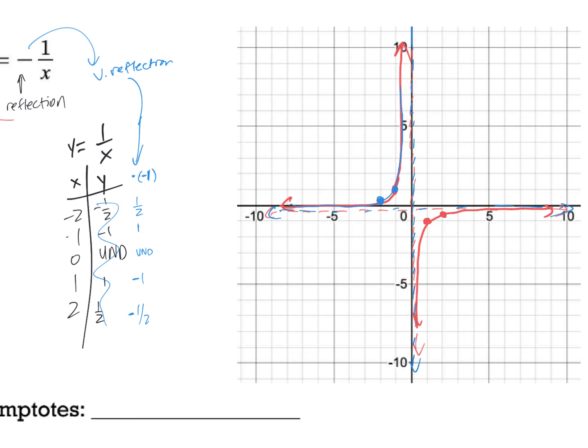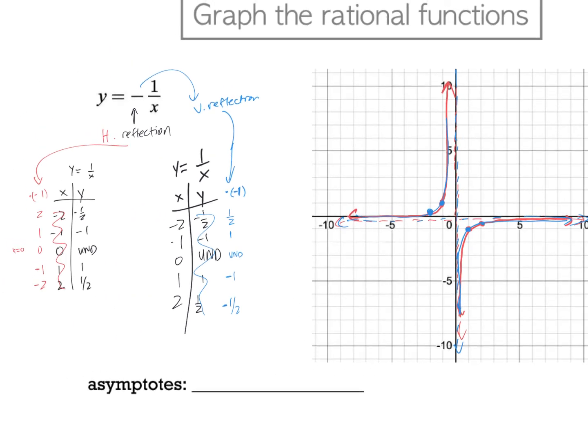And then I've got 1 comma negative 1 and 2 comma negative 1 half. So you can kind of see how my graph, if I were to treat this as a vertical reflection, is the same exact graph as a horizontal reflection. It's still got asymptotes at x is equal to 0 and y is equal to 0. It still has those perfect points, so we ended up getting the same exact graph, whether we treated it as a horizontal or a vertical reflection.